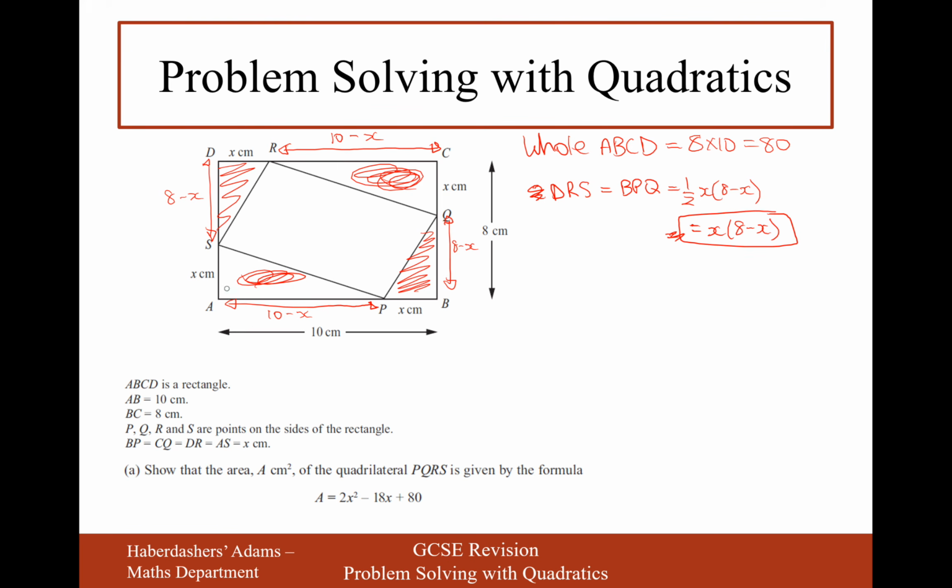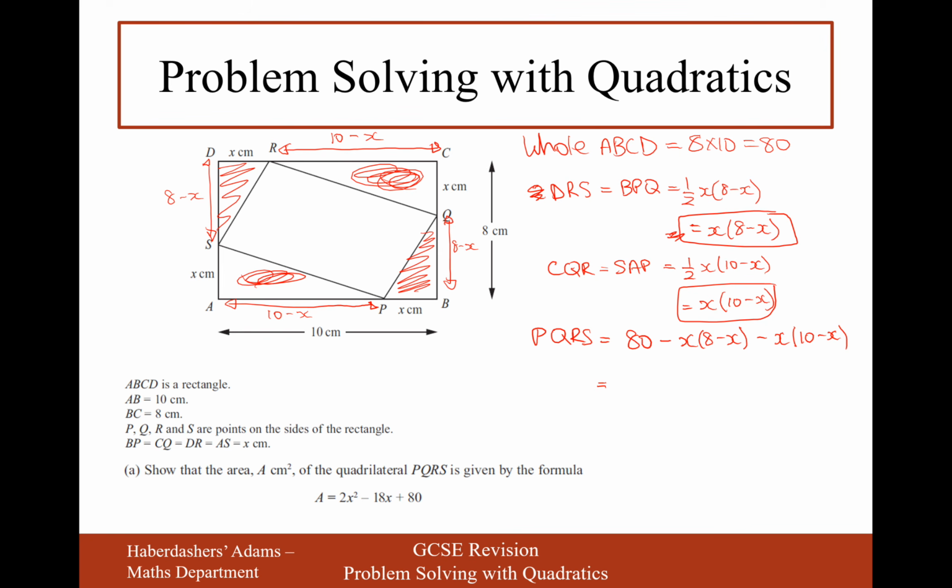Let's now work out the other 2 triangles, so CQR equals SAP equals half base times height, and we're going to need 2 of these, so that's going to be x times 10 minus x. So therefore the quadrilateral PQRS is going to equal 80. That's the big rectangle. Take away the 2 smaller triangles and the 2 bigger triangles.